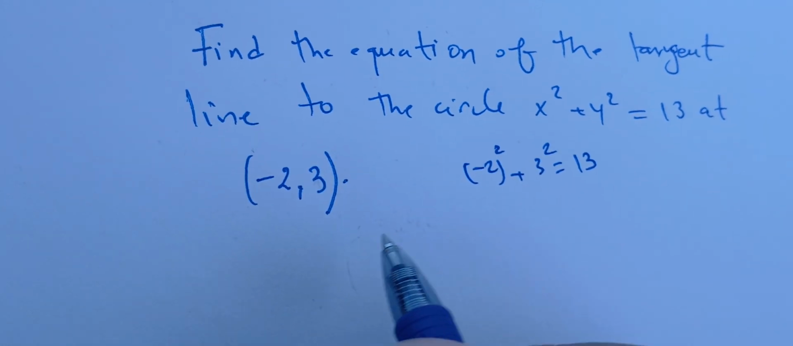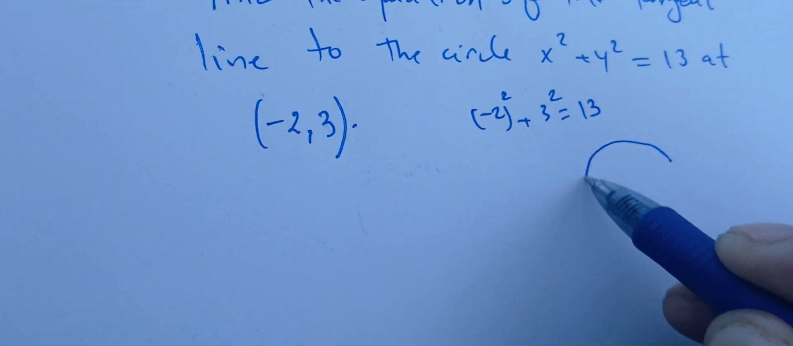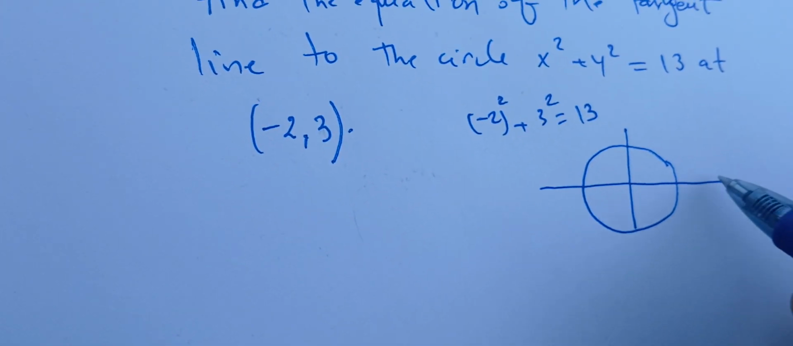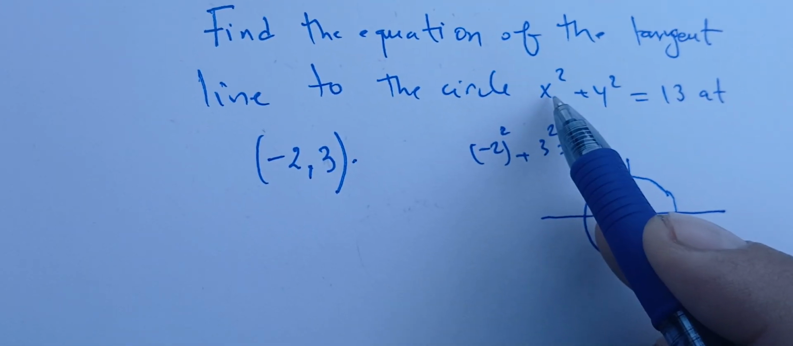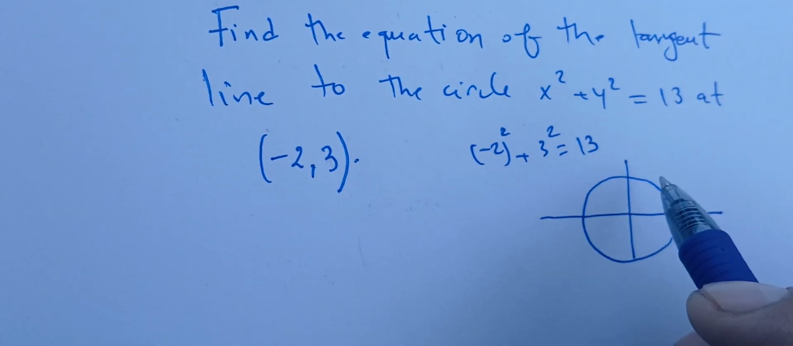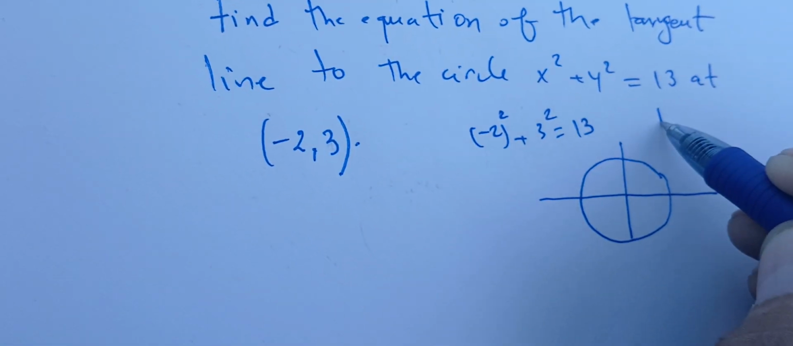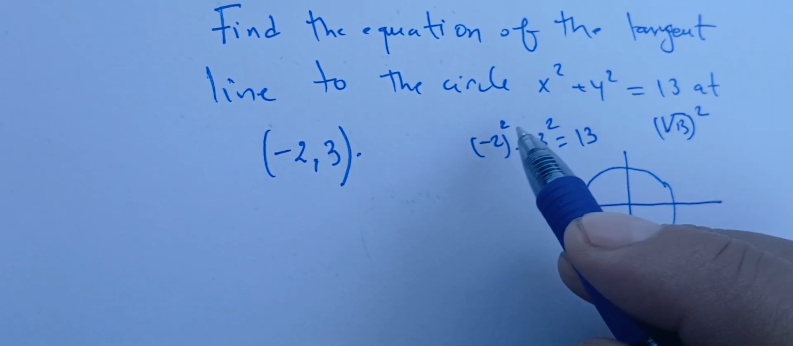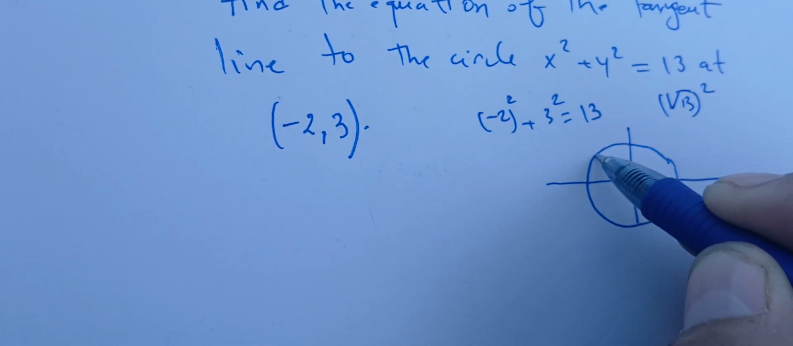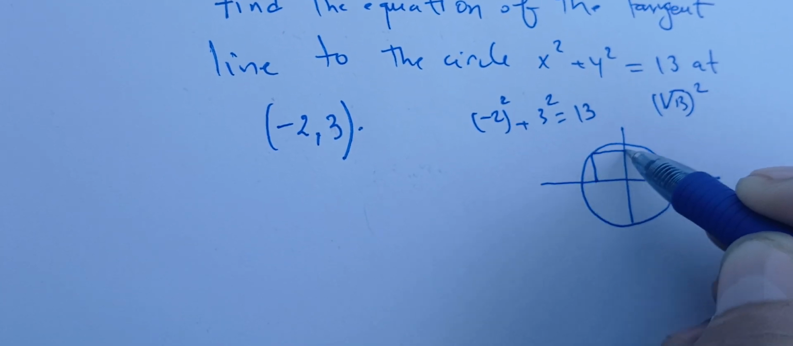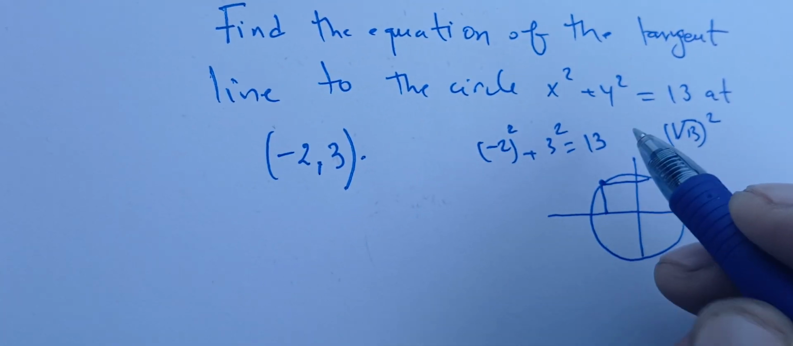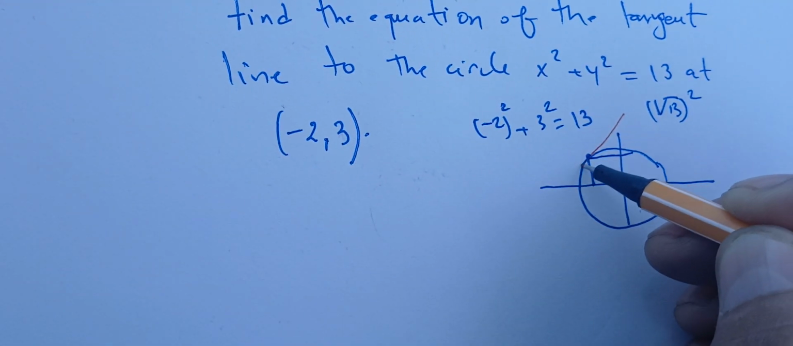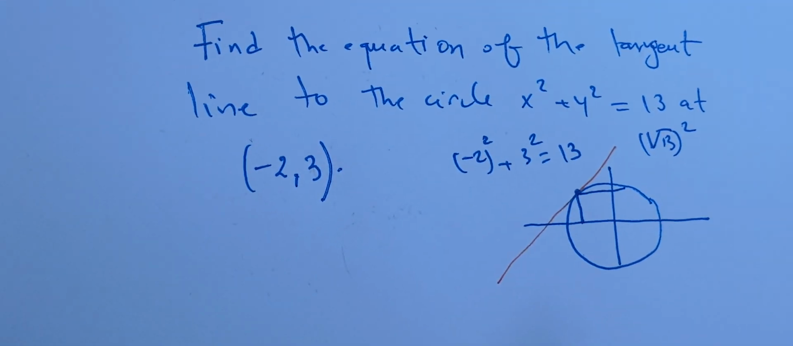It is the circle in general, centered at the origin here, because we have a equals b equals 0. And the radius here is the square root of 13. This point belongs to the circle. Okay, so it's here. And we want to find the equation of the tangent to the circle at this point, (-2, 3). Okay?